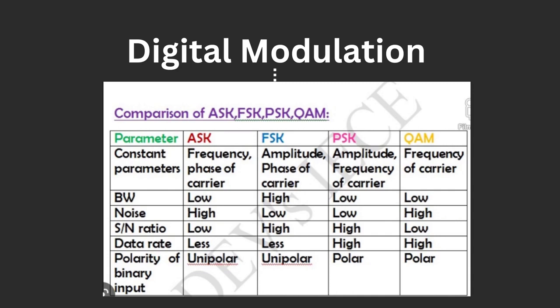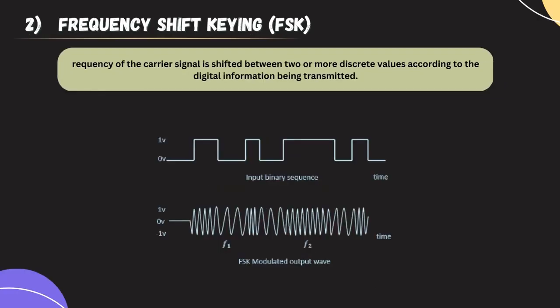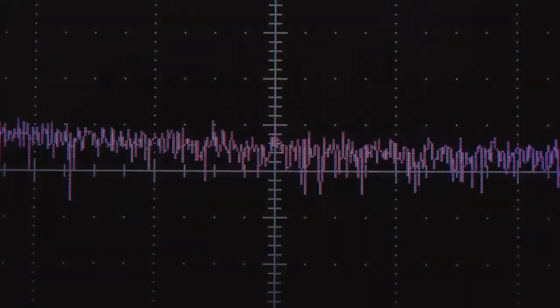One of the major drawbacks of ASK is that the amplitude of the signal is affected by the noise and interference, which makes the signal hard to be detected and decoded. Frequency shift keying is a type of digital modulation technique in which the frequency of a carrier signal is varied to represent digital information. In FSK, the frequency of the carrier signal is shifted between two discrete values, corresponding to the digital signal's bit values.